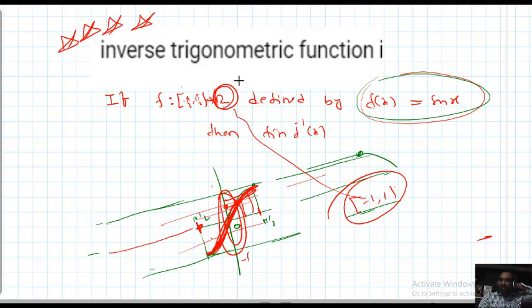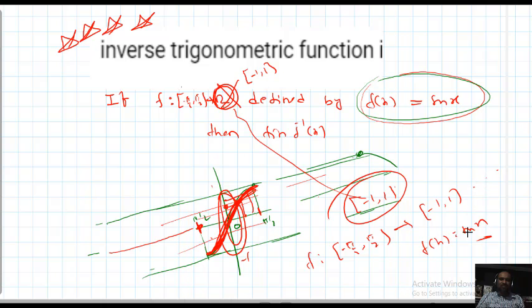Understood? That's why I want to modify the codomain also. I want to modify the codomain as minus 1 to 1. Now observe. f maps minus pi by 2 to pi by 2 to closed minus 1 to 1 defined by f of x equal to sin x. What has happened to this? It became one-one as well as onto. It is bijective. Then you can find its inverse. Understood? Okay, that one I want to write.